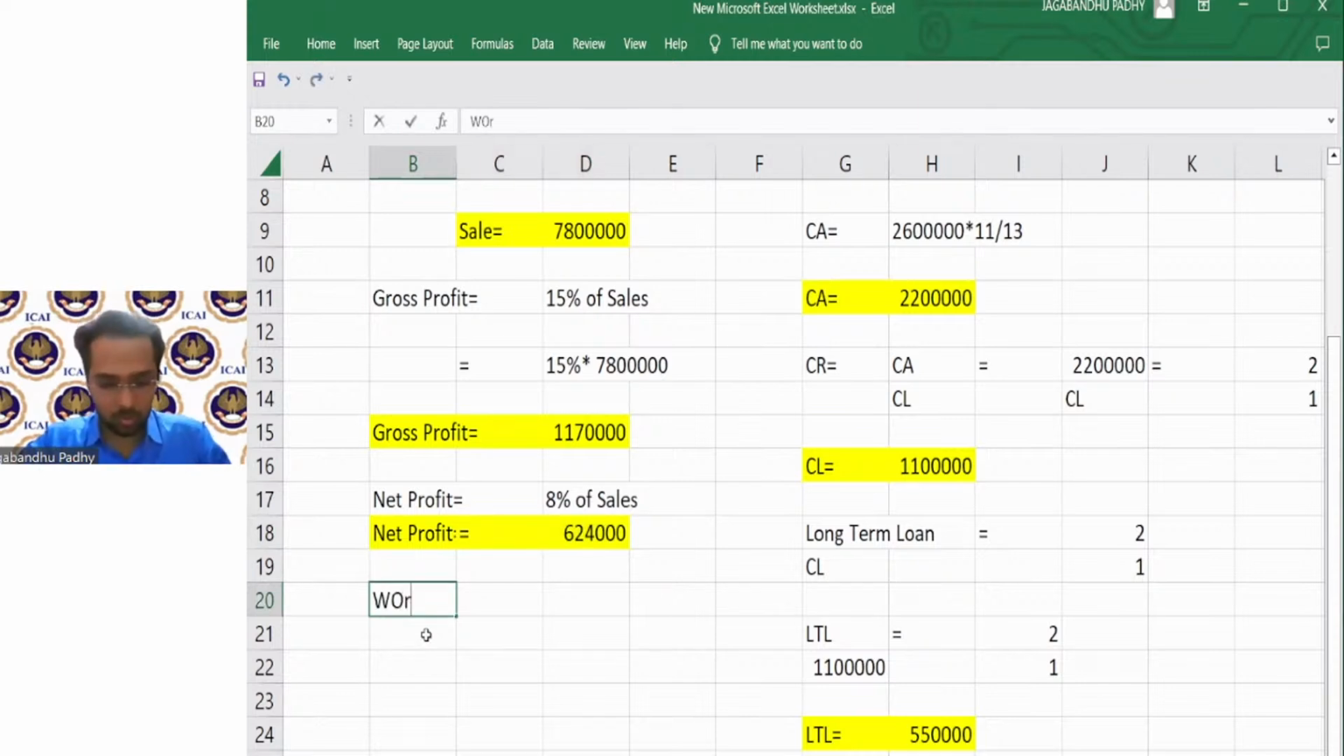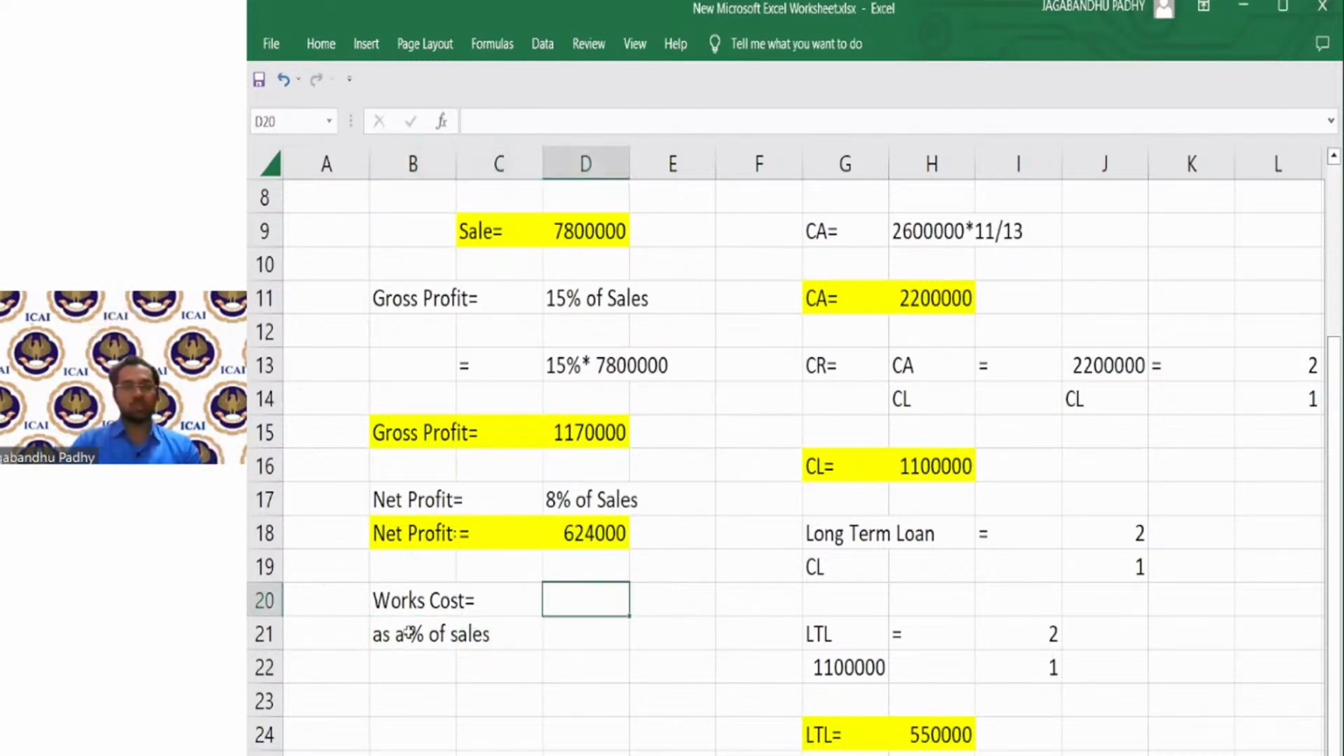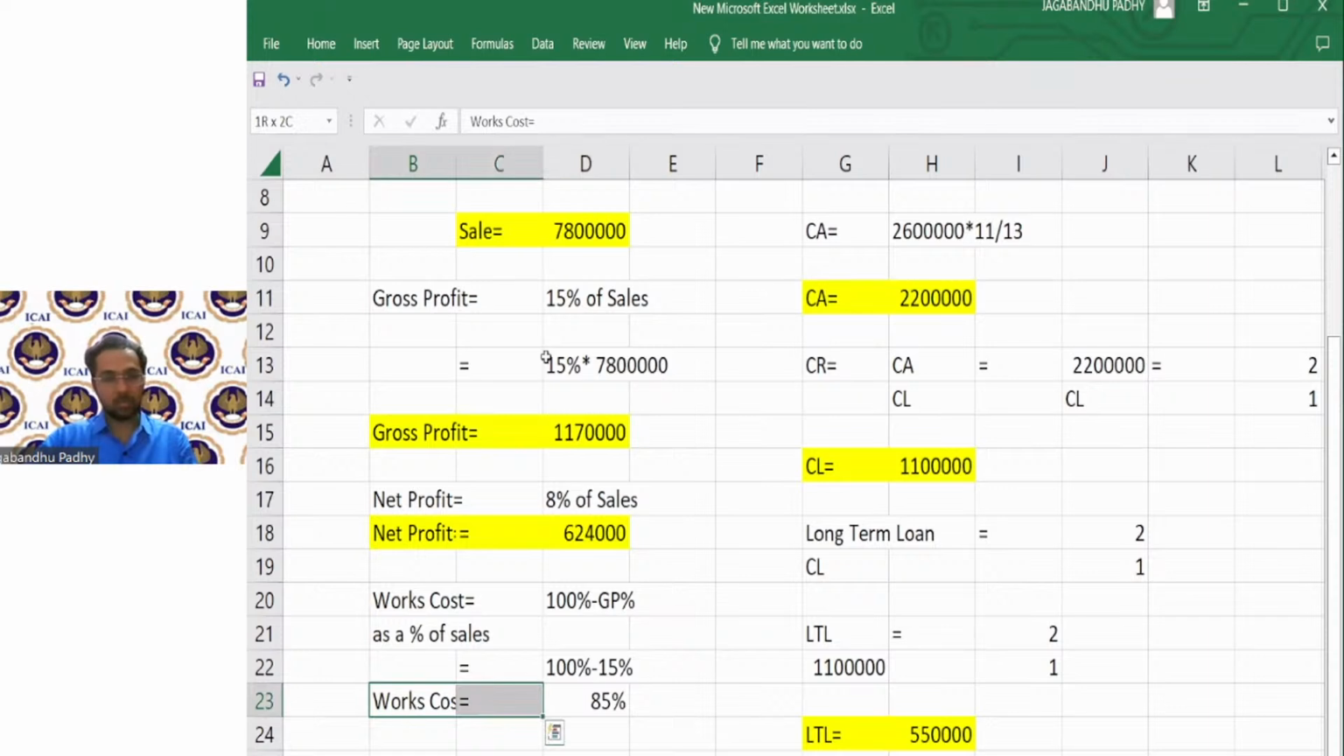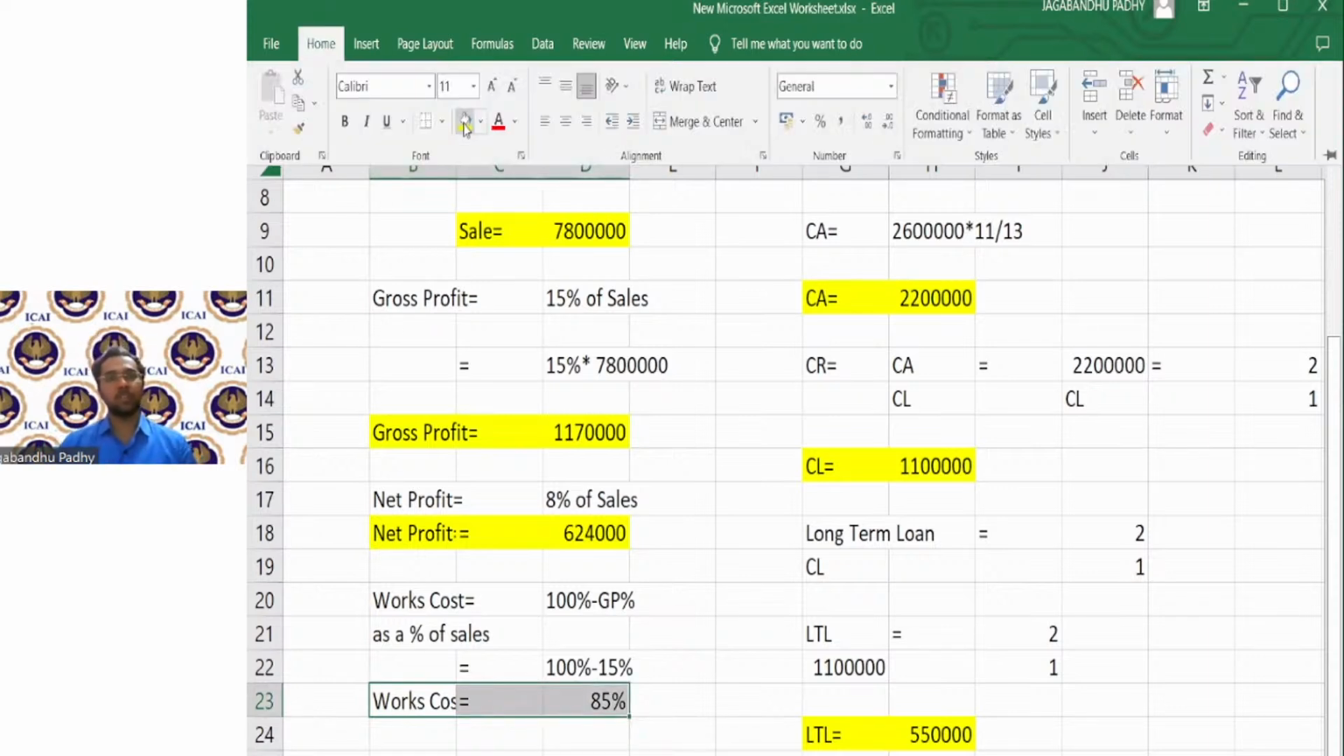So works cost as a percentage of sale is going to be, since gross profit percentage is 15%, ideally we can say that works cost will be the balance 85%, right? 100% minus the GP percent. That's equal to 100% minus 15%, and that's equal to 85%. The works cost we get as a percentage of sales is 85%.